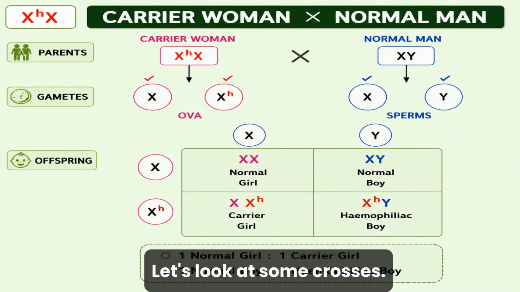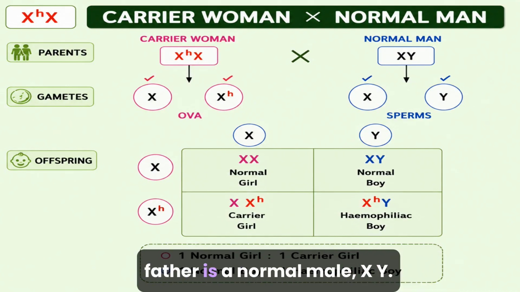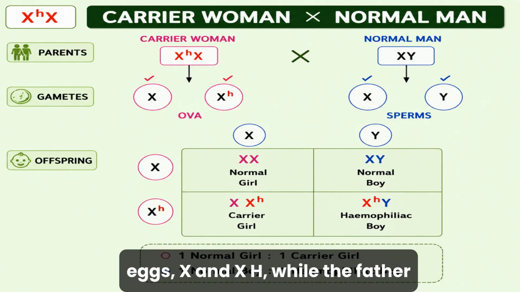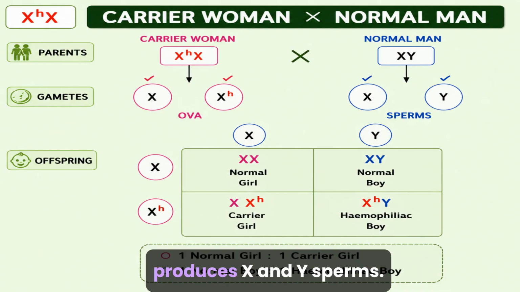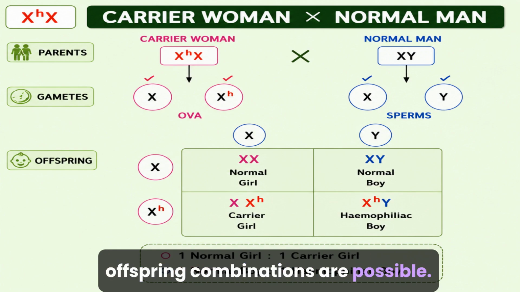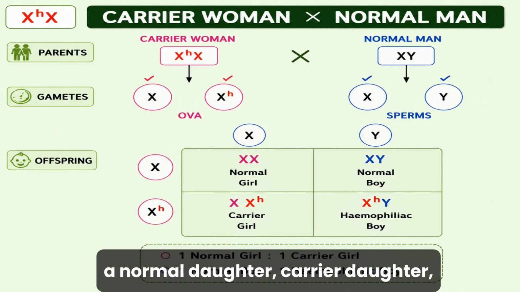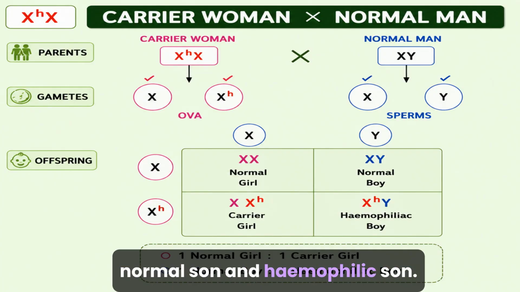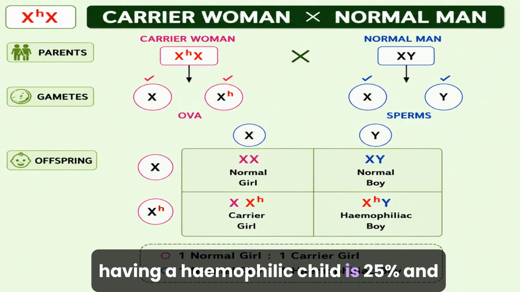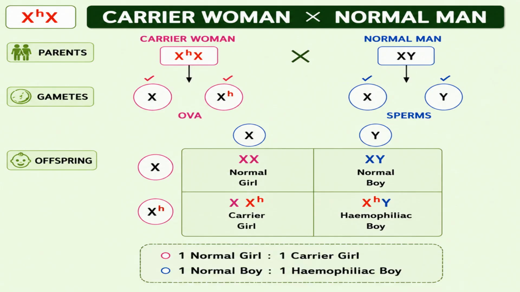Let's look at some crosses. Cross 1. Here, the mother is a carrier, XXH, and the father is a normal male, XY. The carrier mother produces two types of eggs, X and XH, while the father produces X and Y sperms. When these gametes combine, 4 offspring combinations are possible. As a result, there is a 25% chance each of a normal daughter, carrier daughter, normal son, and haemophilic son. Therefore, the overall probability of having a haemophilic child is 25%, and the affected offspring is always a son, XHY.